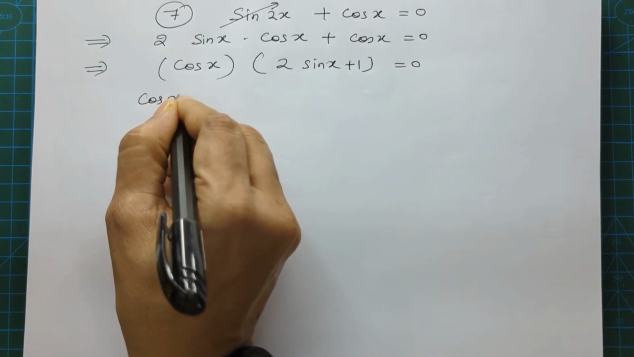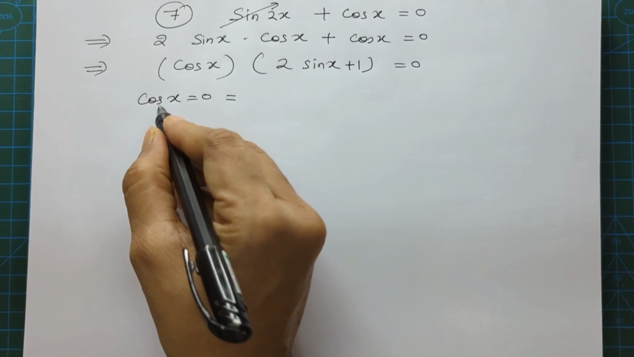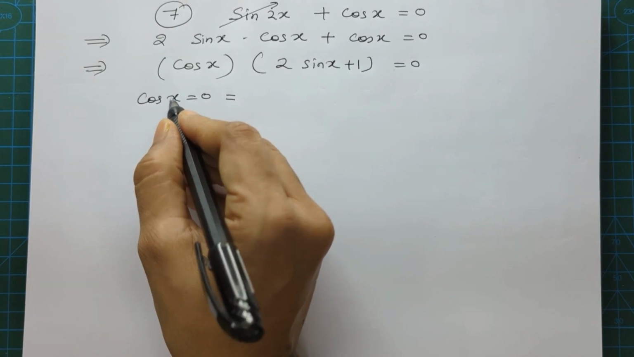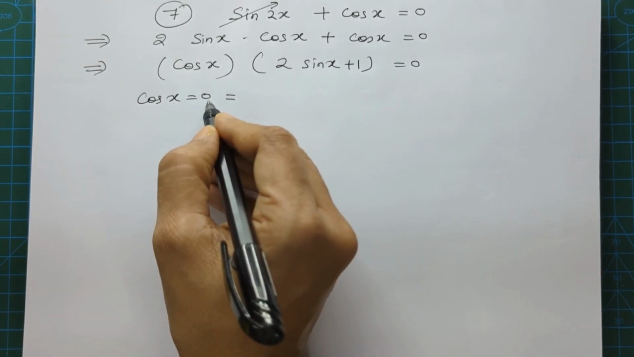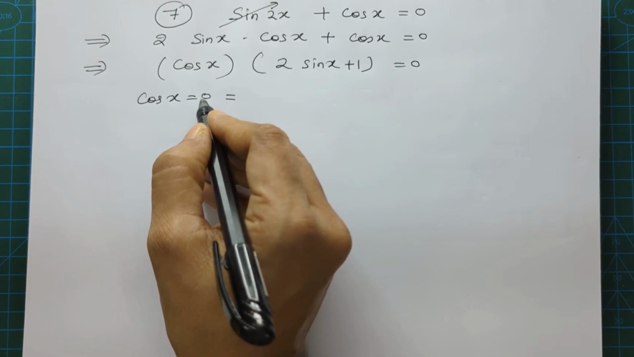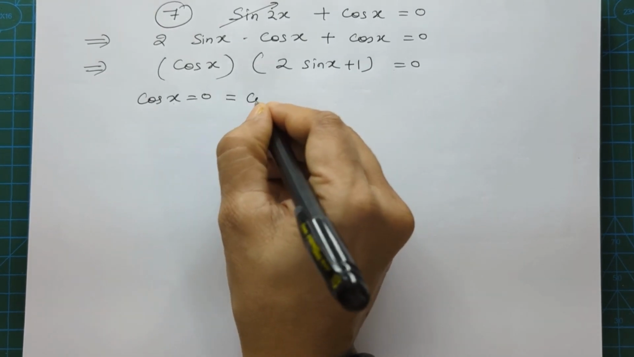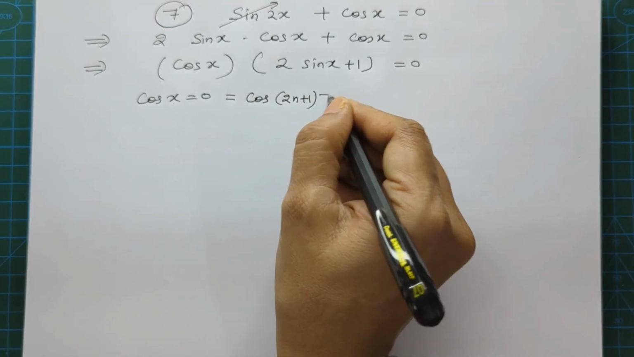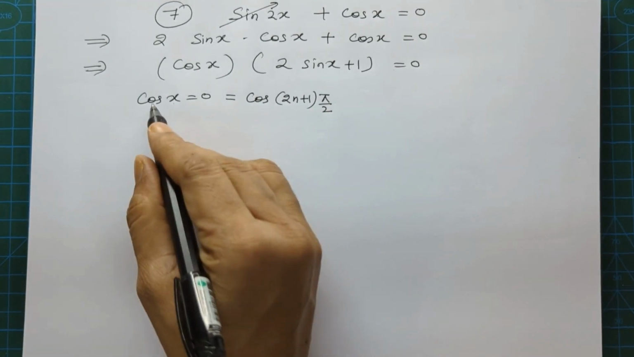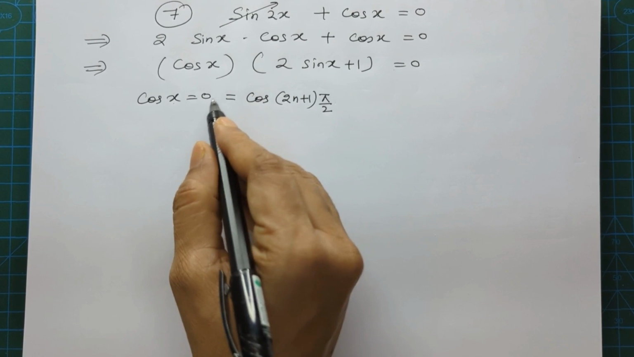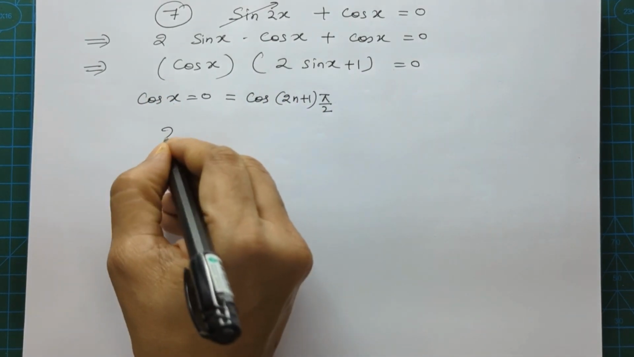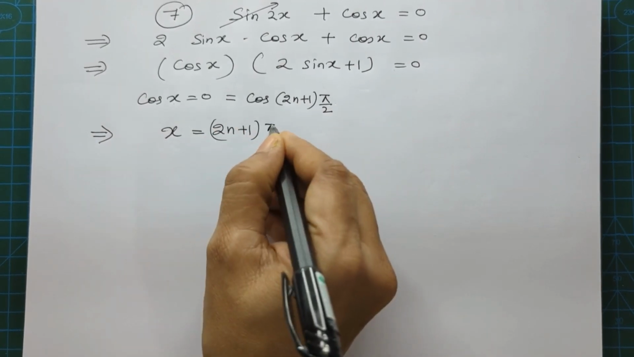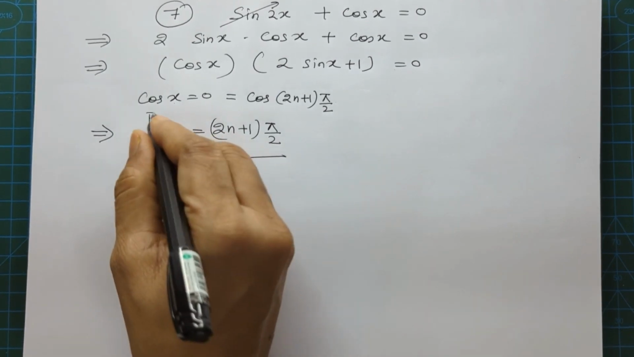When cos x is 0, we will have one of the solutions. So first we have to think about cos of which angle is 0. Cos of pi by 2. Cos 90 is 0. Cos 0 is 1. So cos 90 is 0. Cos 90 is 0 means cos of odd multiples of 90 will also be 0. So here cos of 2n plus 1, 2n is even, 2n plus 1 is odd, pi by 2. So cos of odd multiples of pi by 2 is 0. Now when we compare this, we will get x is equal to 2n plus 1 pi by 2. So this is one of the solutions of the given equation.